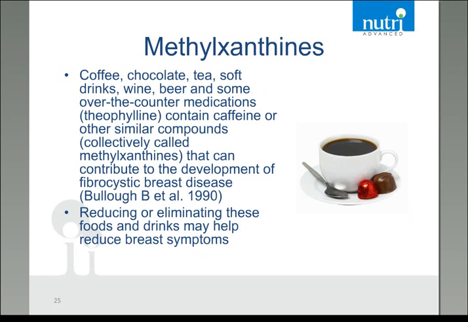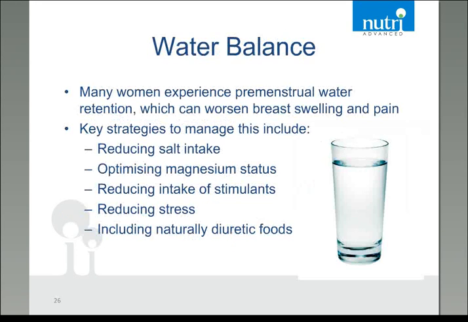Methylxanthines: coffee, chocolate, tea, soft drinks, wine, beer, and some over-the-counter medications contain caffeine or other similar compounds. Methylxanthines can contribute to the development of fibrocystic breast disease. Reducing or eliminating these foods and drinks may reduce breast symptoms. Well, of course, we've not got those in our program.